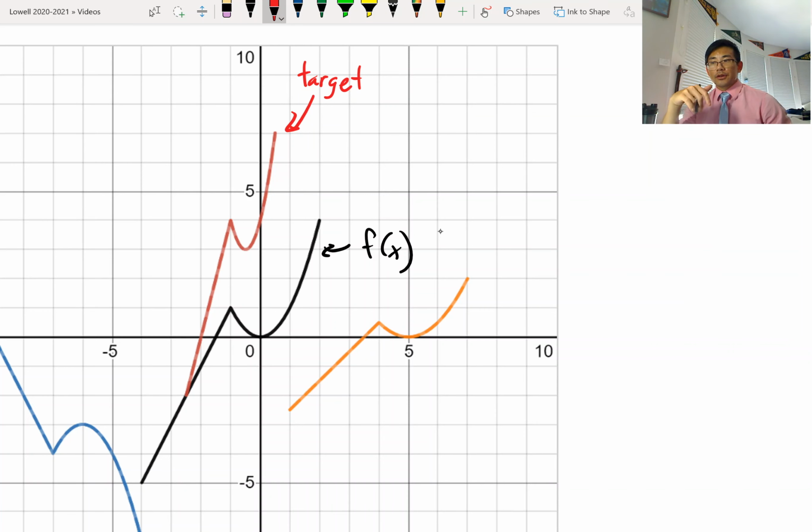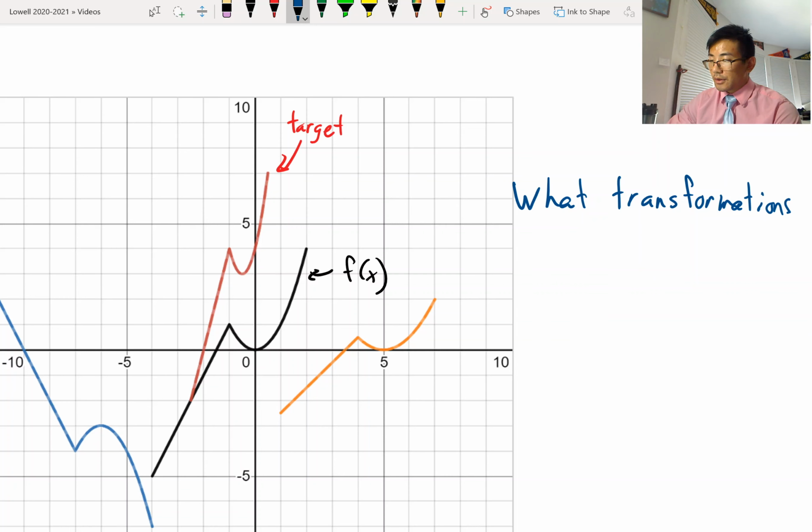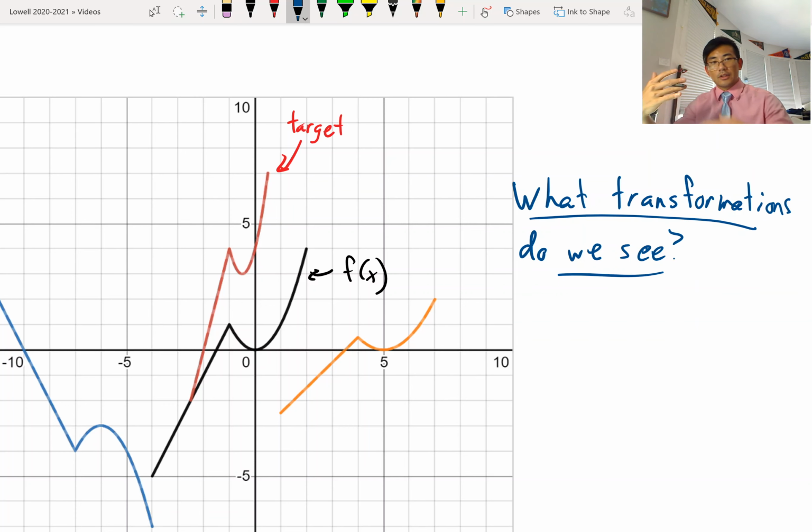The first thing I like to do when I see these problems is write out what transformations we see. I don't care about the order yet. The way I look at this is I find a reference point, or maybe a couple, on the original parent graph and then see what happens to those points.